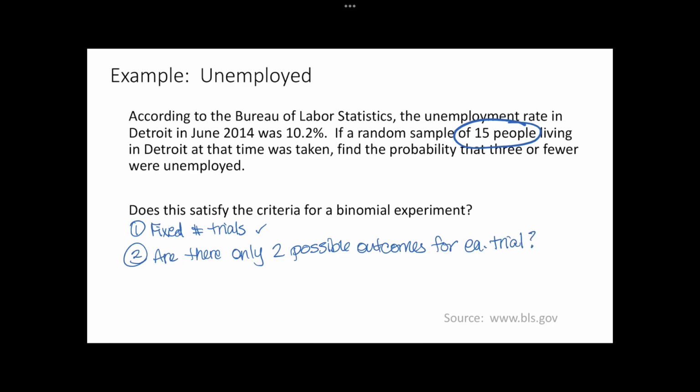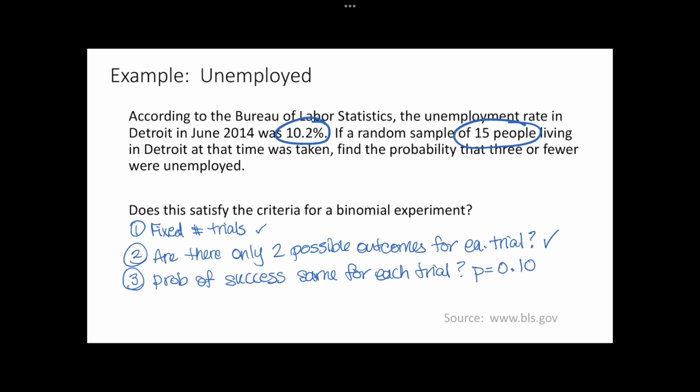Well, the outcomes are unemployed or employed, right? So that works. Our third condition is that the probability of success must be the same for each trial. Well, we know that in Detroit, the unemployment rate was 10.2%. So the probability of success in this case is going to be 0.102 in each trial. And finally, we want to know that our trials are independent.